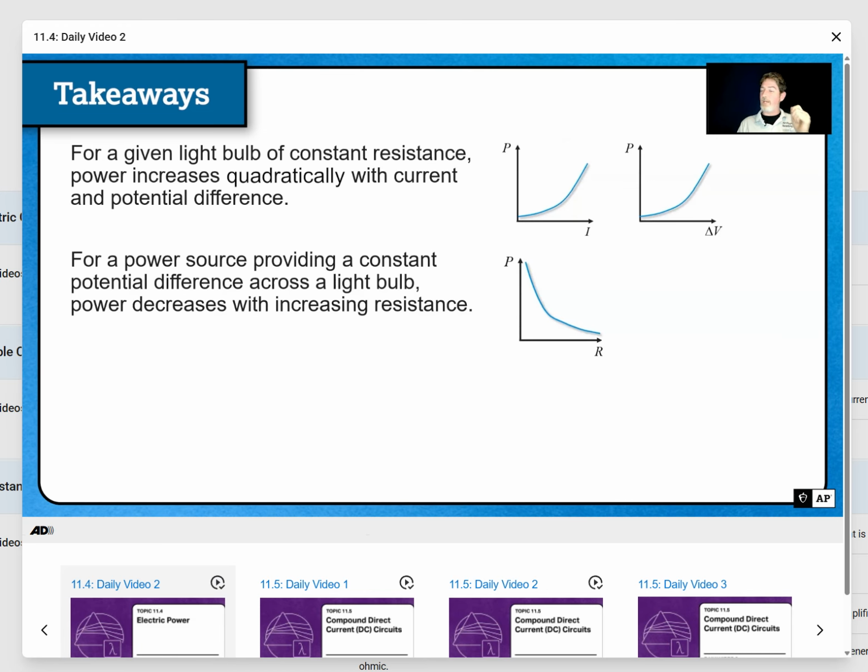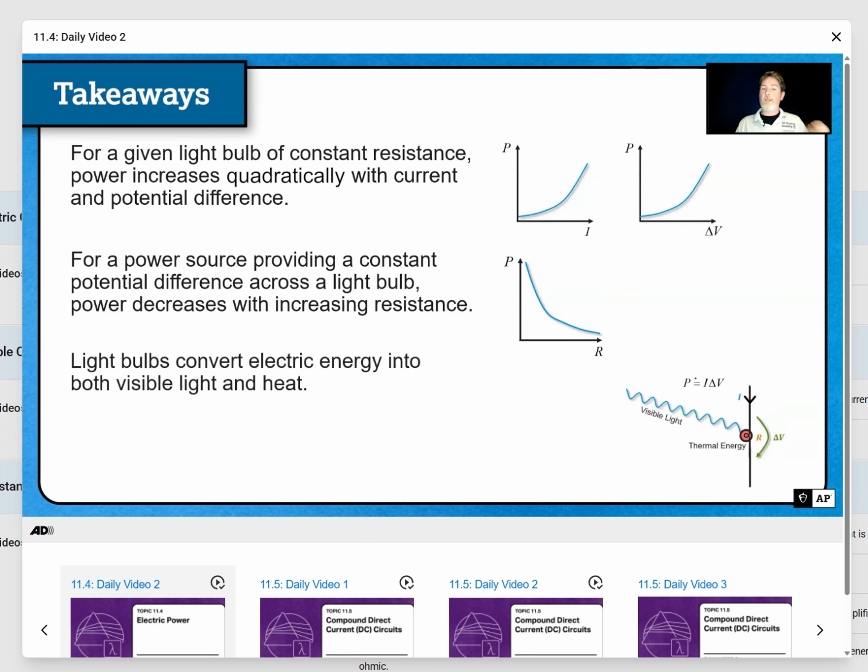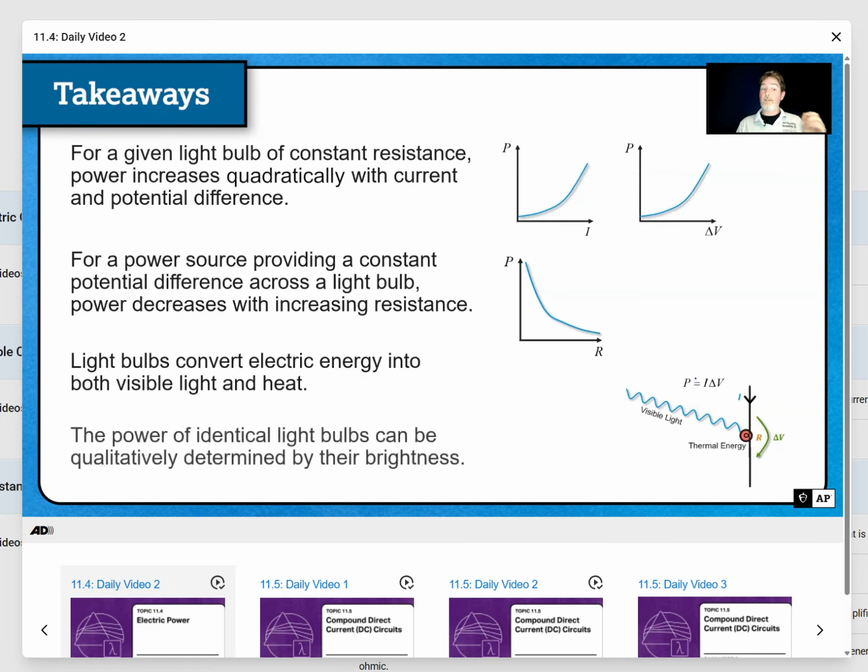If we replace one light bulb with another with greater resistance, the power output will decrease because the current flow is going to decrease. And we can remember that light bulbs convert electrical energy into both visible light and some amount of thermal energy, or heat, and that we can qualitatively determine their power output by comparing the brightness of the individual light bulbs.